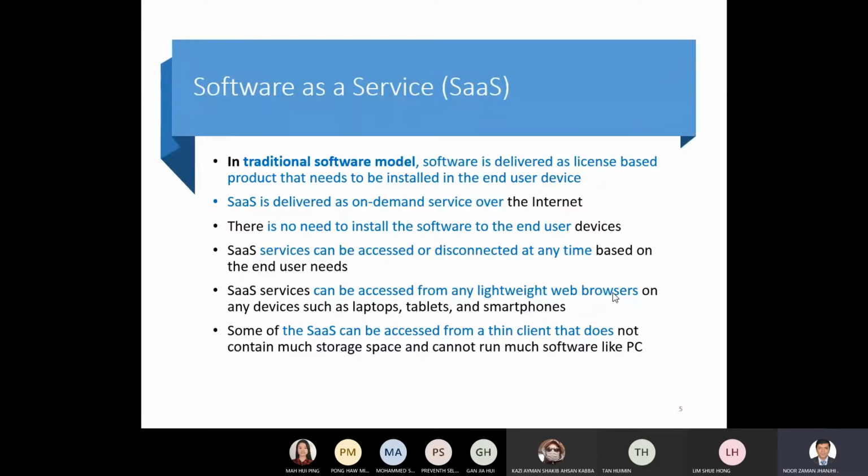Say for example, for Dropbox or Google Drive, suppose we want to go for more, then we have to demand more and pay more, and then we will be able to get further services. So as you can see, there is no need to install software for the end user. If you are using Google Drive or Dropbox, you can just use the browser. It's not necessary to configure, install, or fix everything on your machine before you can use it.